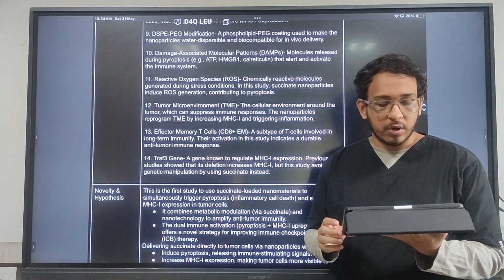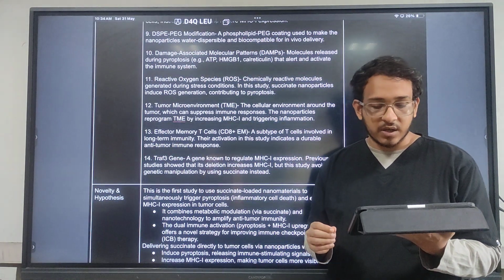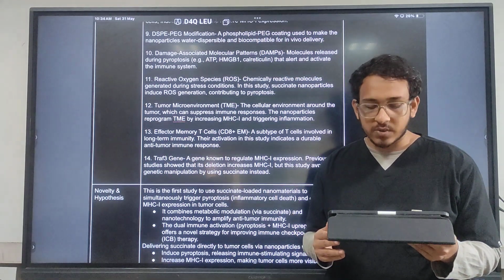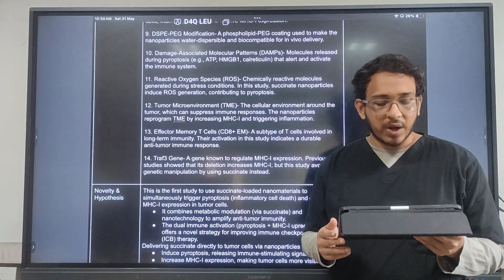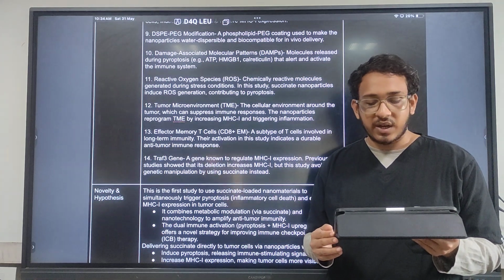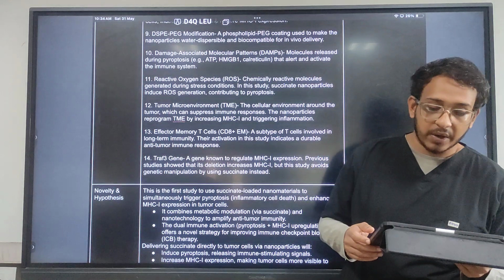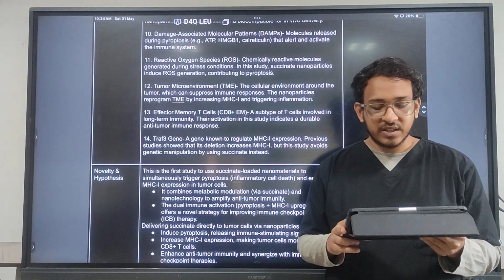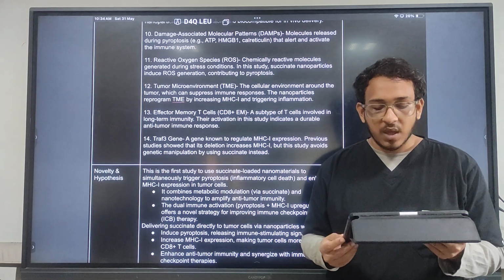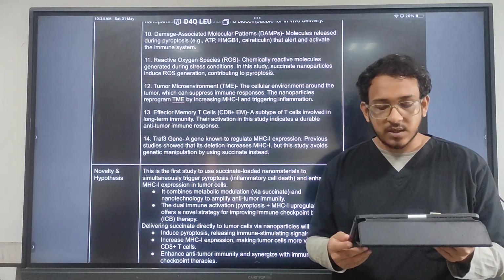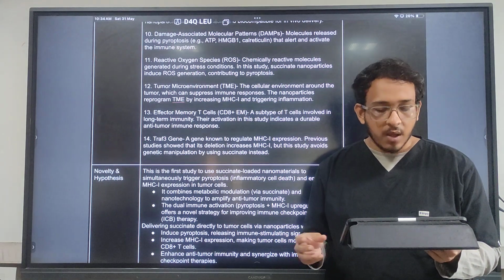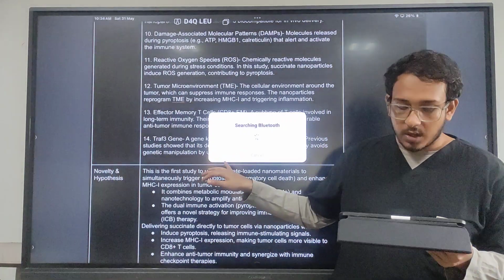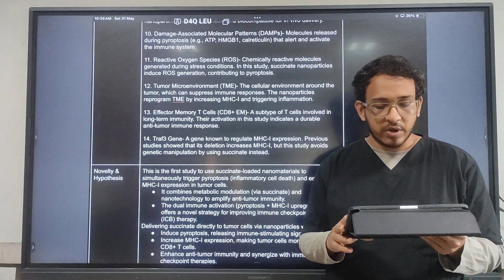The tumor microenvironment is the cellular environment around the tumors which can suppress the immune response. The nanoparticles reprogram the tumor microenvironment by increasing the MHC1 expression and triggering inflammation. The effector memory T cells, CD8 plus EM, are a subtype of T cell involved in long-term immunity. Their activation in this study indicates a durable anti-tumor immune response.